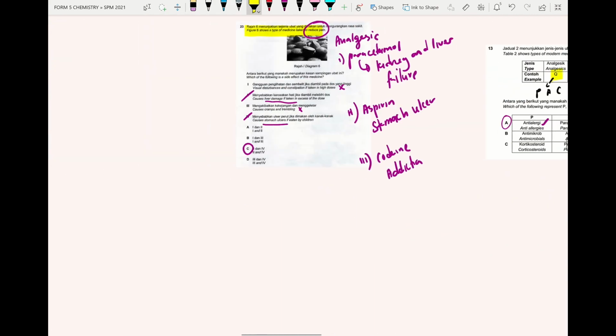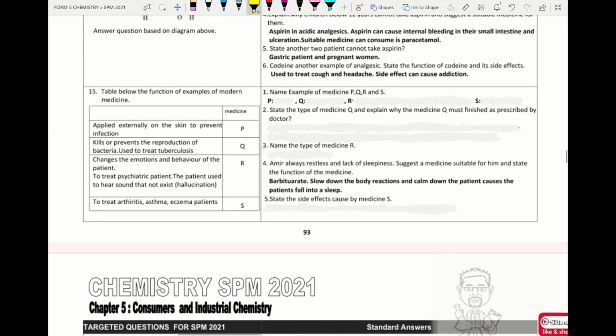Please check the question here. Which of the following is an example? The table shows the function of examples of modern medicine. Applied externally on the skin to prevent infection, that will be antiseptic. So example will be iodine. Kill or prevent the reproduction of bacteria, used to treat tuberculosis, this will be under antimicrobial, antibiotic, and that will be streptomycin.